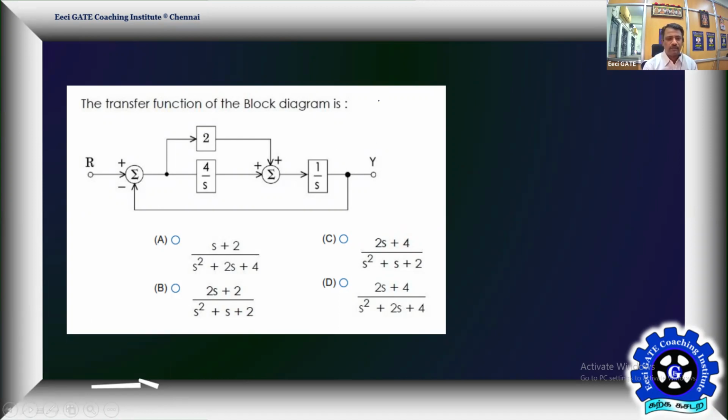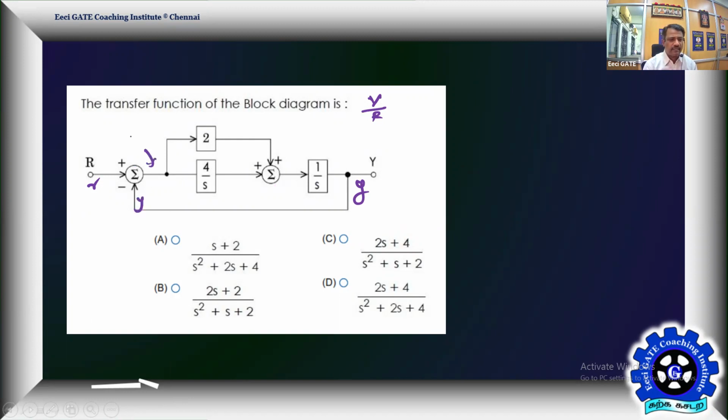So ultimately the goal is to find y by r. Let me play with y and r, using small letters. This is my y and this is my r. Ultimately the goal is to find y as a function of r. So this is y, and this is also y.